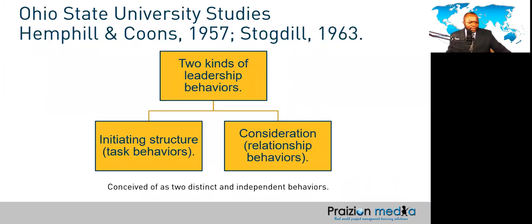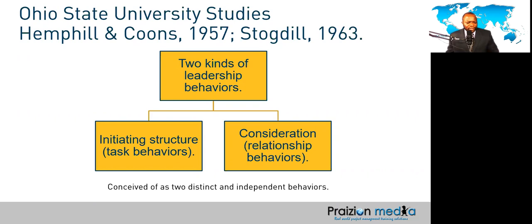So, Ohio State, Hemphill and Coons, 1957, and Stockdale, 1963. They espouse the belief that there are 2 kinds of leadership behaviors: initiating structure, and by initiating structure, we're talking about task behaviors. Consideration refers to relationship behaviors. Even today, you see some leaders with a task leaning. They believe in tasks being done more than relationships being built.